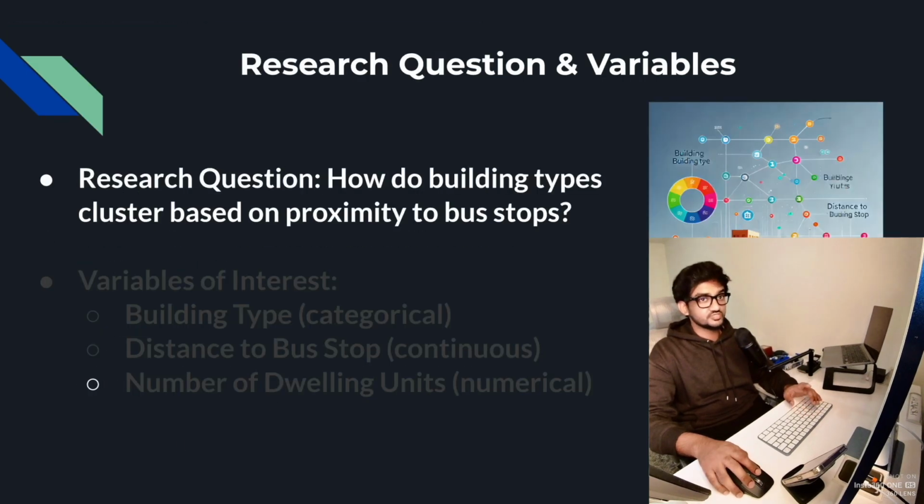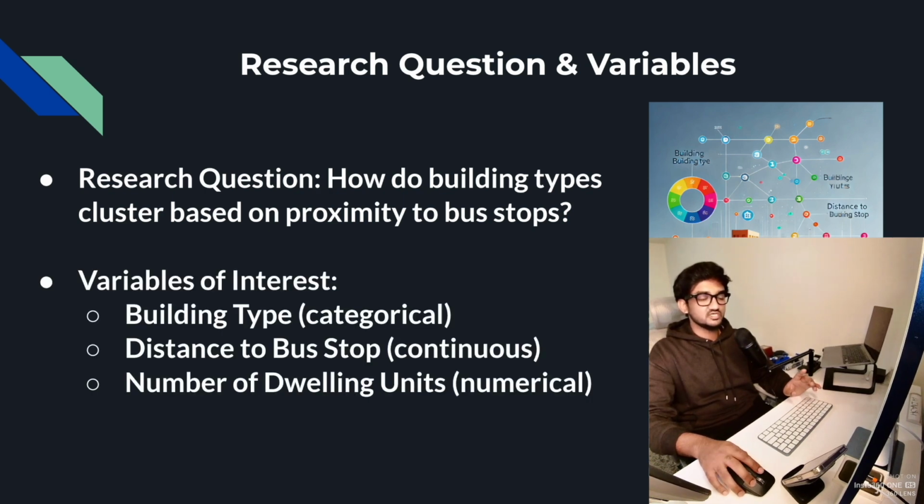The main research question is, how do different building types cluster based on their proximity to bus stops? To answer this question, I used three key variables: building type, distance to the nearest bus stop, and the number of dwelling units. These variables are important because they help us understand the relationship between building characteristics and public transit accessibility, which can ultimately guide urban planning decisions.